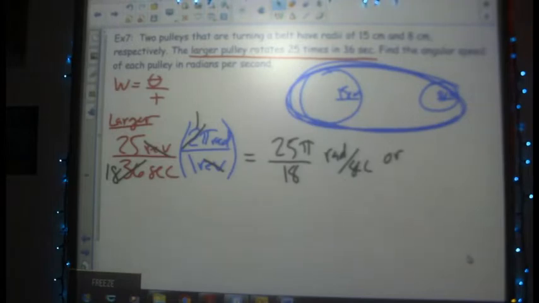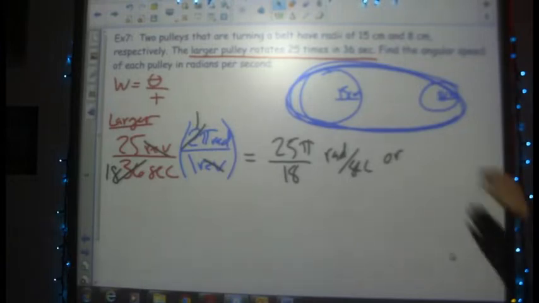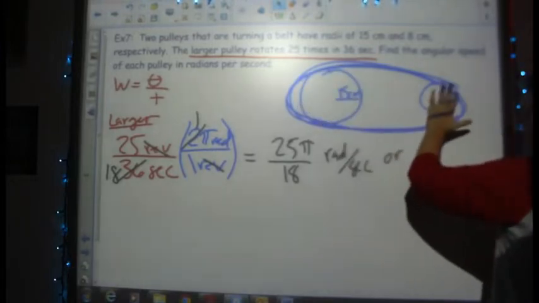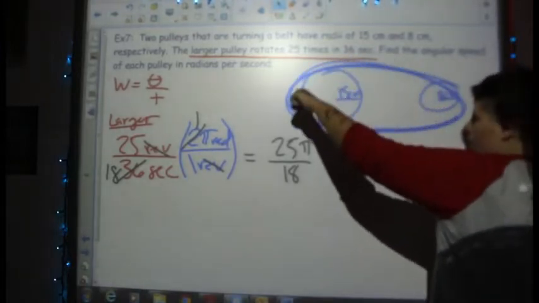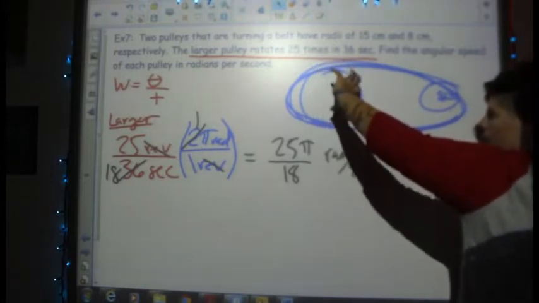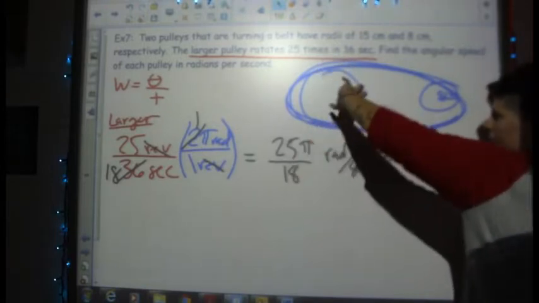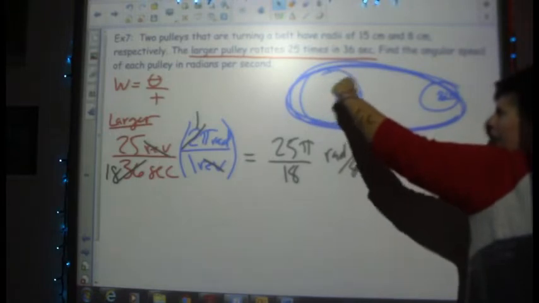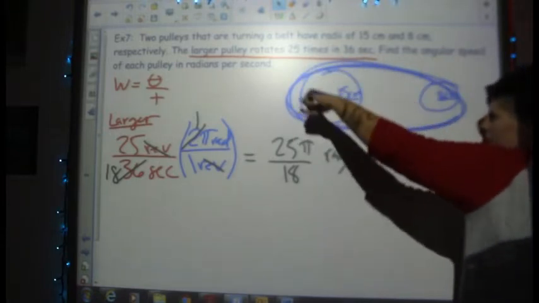All right, so in this problem, what we know is that the radius of the big one is 15, the little one's 8, and they have a belt that goes around them. While I know that the large one turns at this speed, that's how fast it's turning there, I don't know how fast the belt is moving.